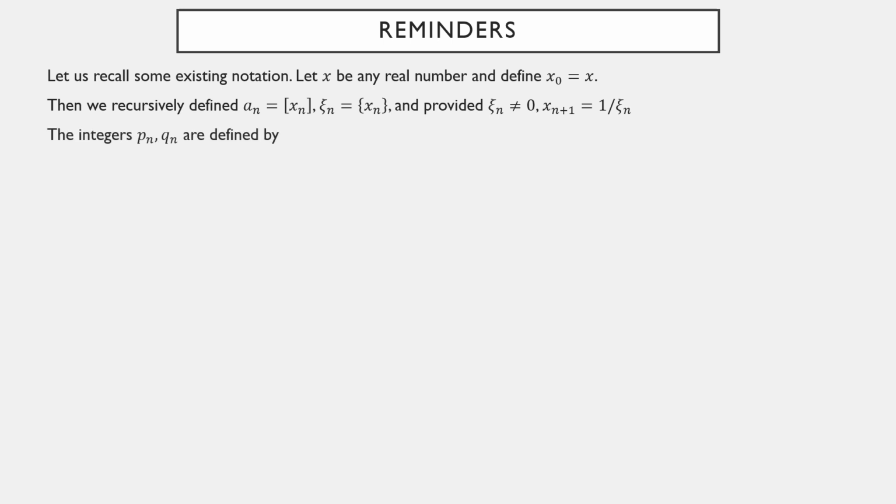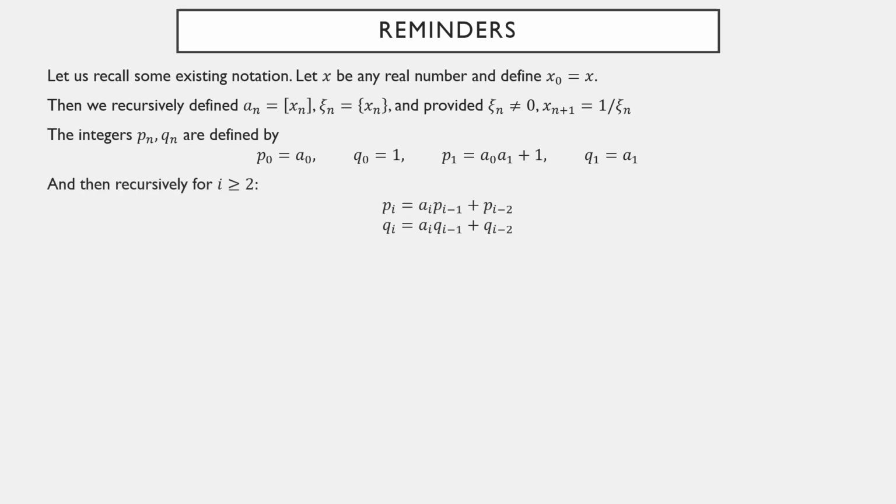So the integers P_n and Q_n are defined recursively. They begin with initial terms. P naught is a naught, Q naught is 1. P1 is a naught a1 plus 1, and Q1 is a1. And then from that point forward, both P and Q follow the same recursive pattern, where P_i or Q_i respectively are given by the partial quotient a_i times the previous term in the sequence plus the term before that.